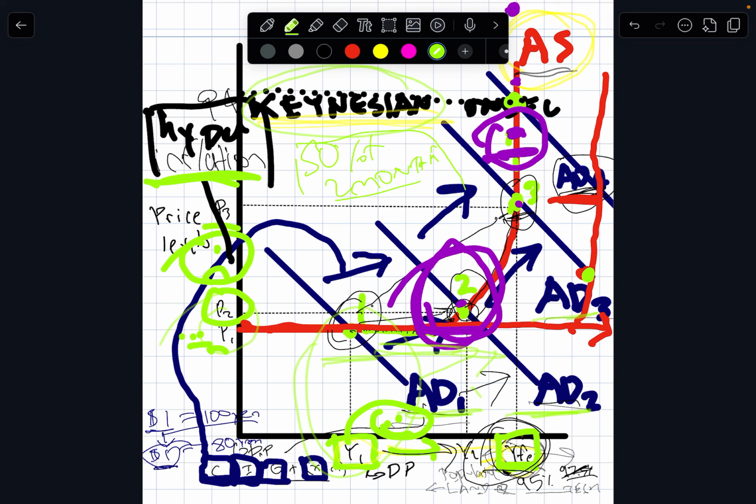So on that note, I think those are the major points I just wanted to cover for today. I know it got quite a bit wild here with these pictures, but again, when we go step by step, hopefully you understood what was happening here. And yeah, that's it for today, the Keynesian model.